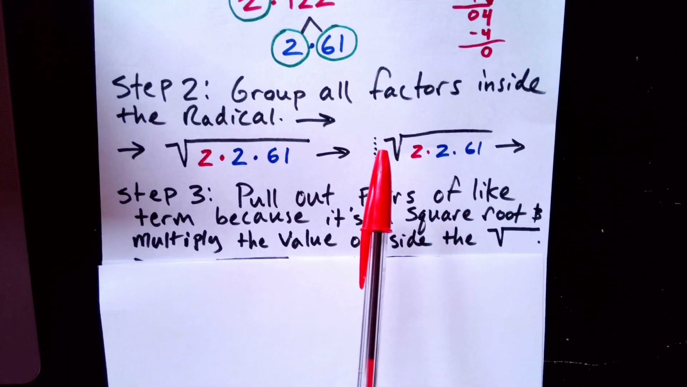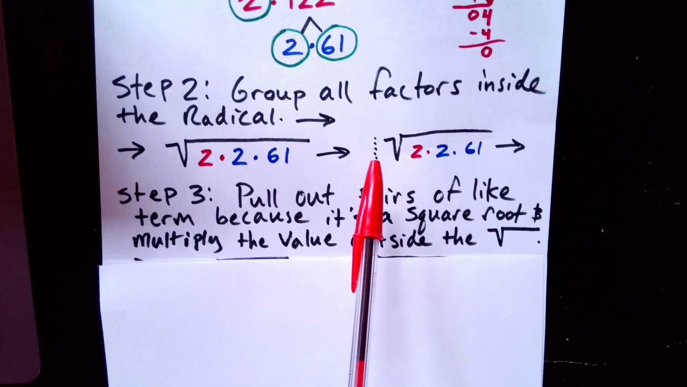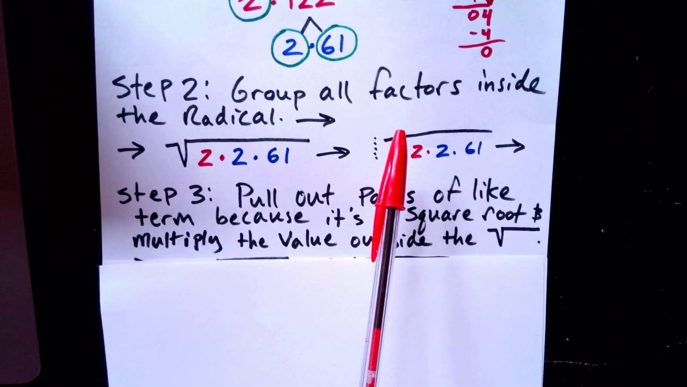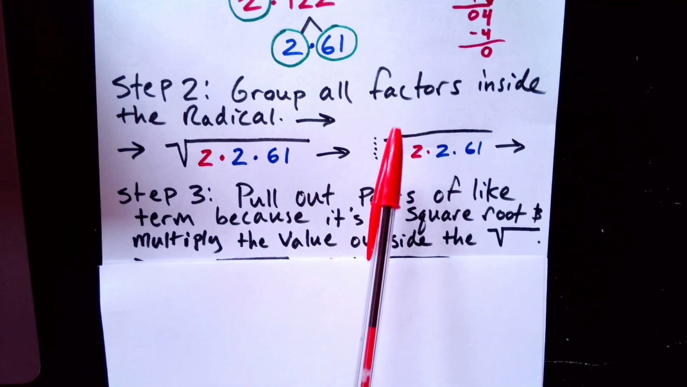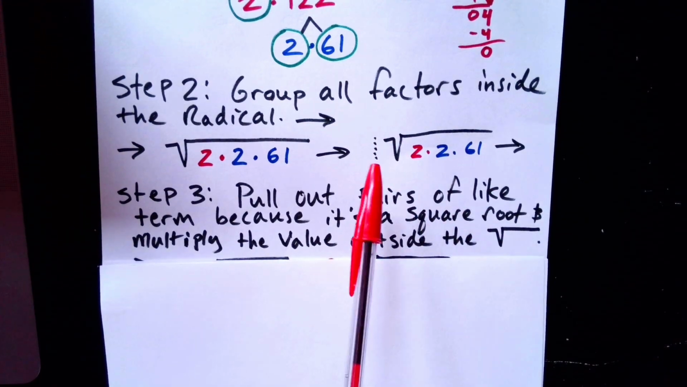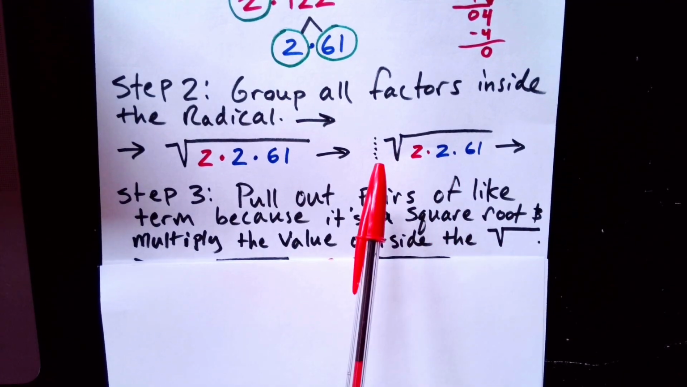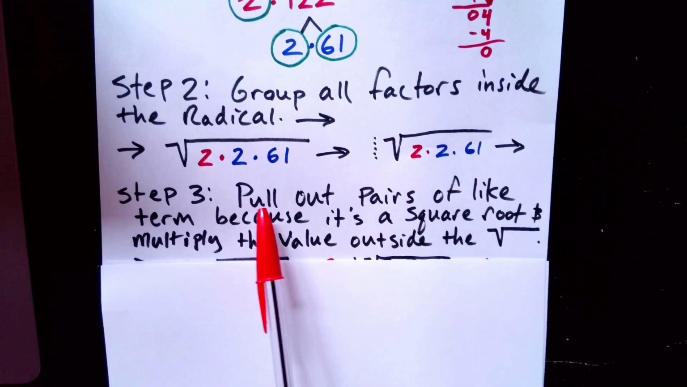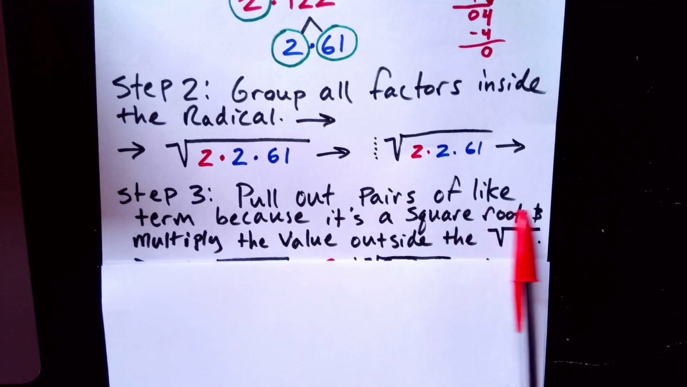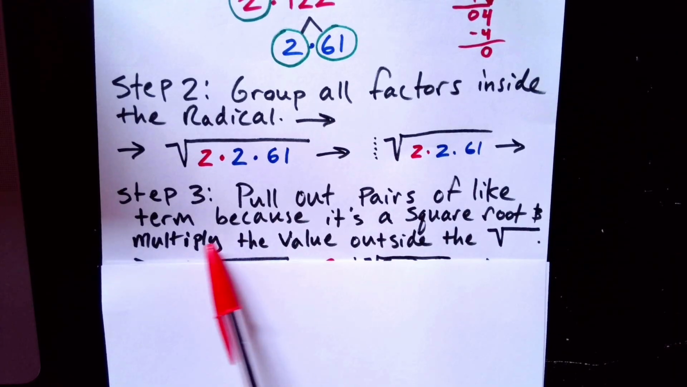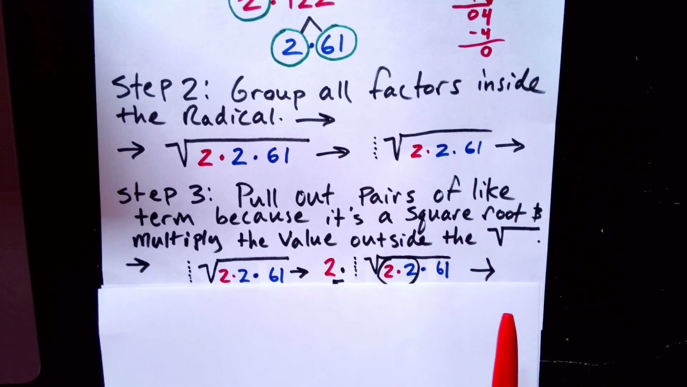So in a square root, you only need 2 of the exact same items to pull out one value. In a cubed root, you would have a 3 written here, and you need 3 of the same items just to pull out 1. Fourth root, you would need 4 of the same items to pull out one value. Fifth root, you need 5 of the exact same terms to pull out just one value. So here, we're going to pull out any pairs that we can find of like terms. Again, because of a square root, you're going to pull them out and then multiply that value outside of this radical here.